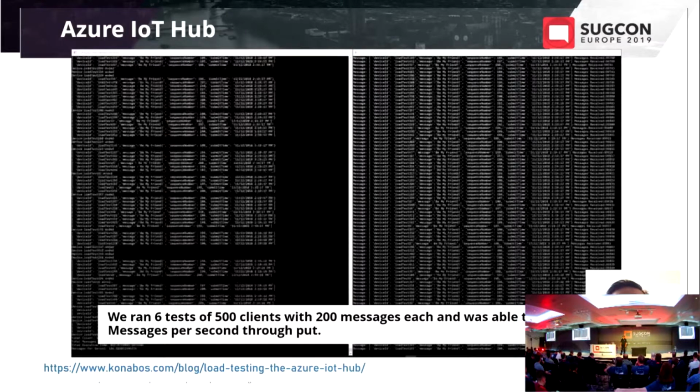But depending on your application, you might want to scale up or down in order to save money, because Azure IoT Hub is a paid service. So that's one of the main reasons why we used Azure IoT Hub.